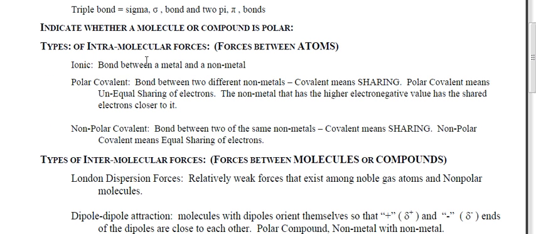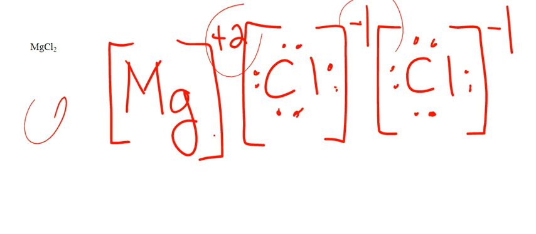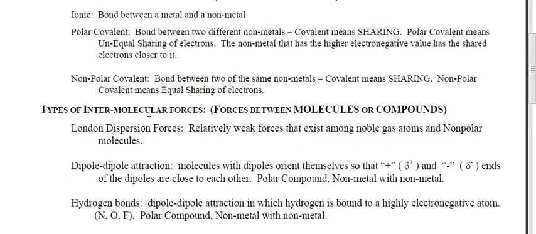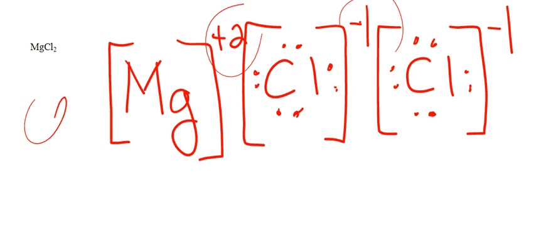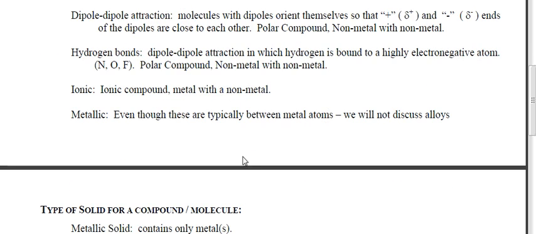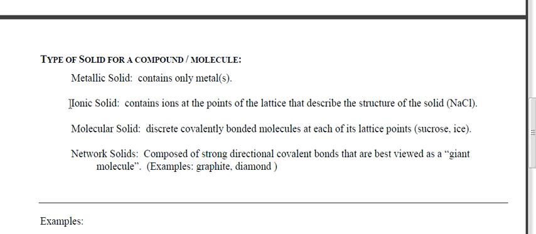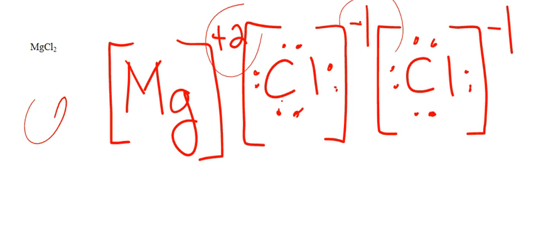Type of intramolecular forces, right here. We have an ionic compound. We have a metal with a nonmetal. So we have ionic intramolecular forces. The type of intermolecular forces, life is good with ionic compounds, metal with a nonmetal. So it also has ionic intermolecular forces. And last but not least, the type of solid, ionic. So when you go and tell me what type of intramolecular, intermolecular, and solid type, the answer is ionic.